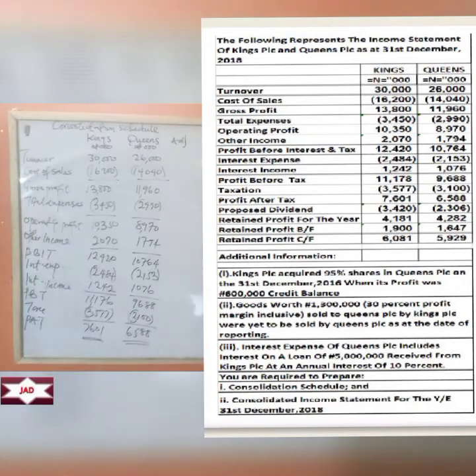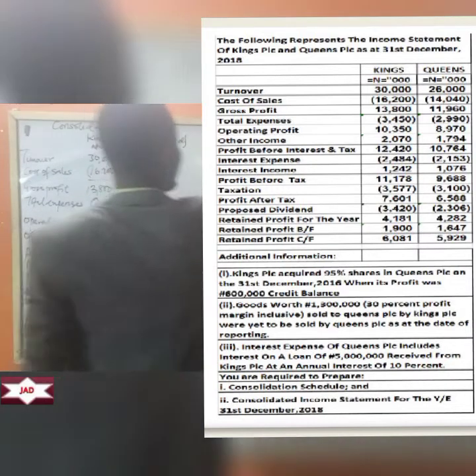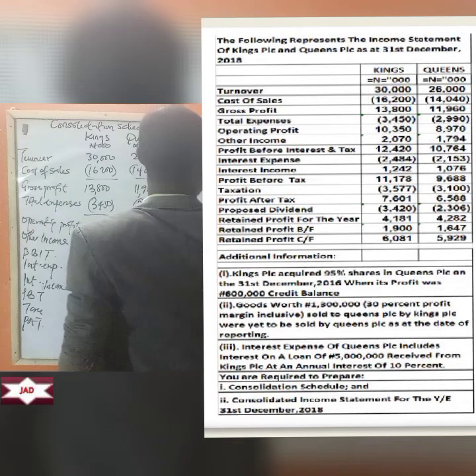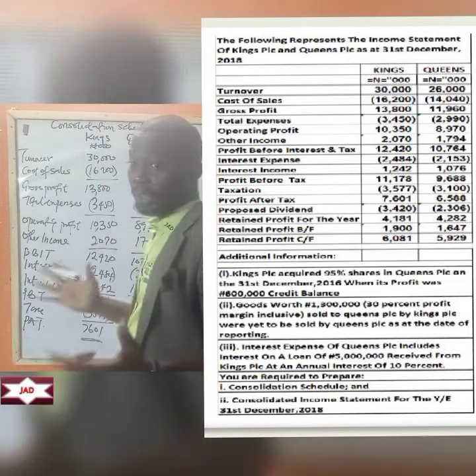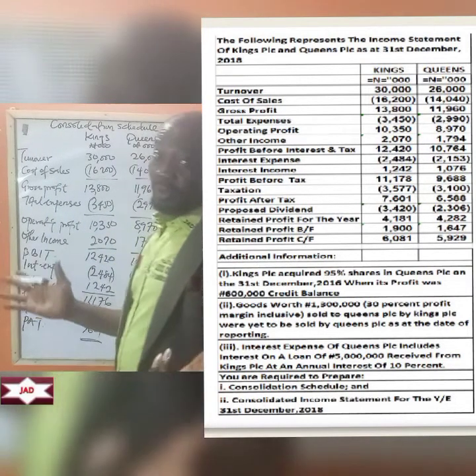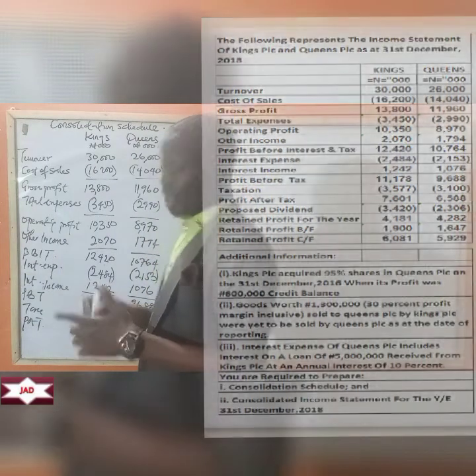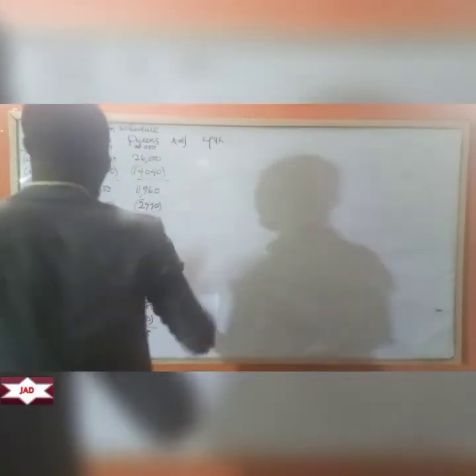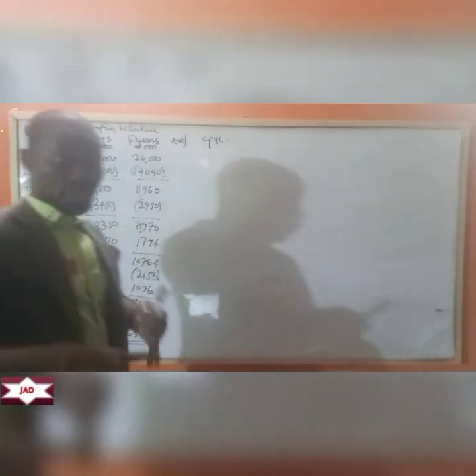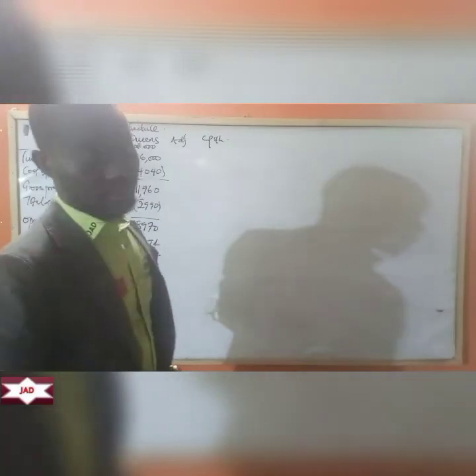Okay, so let's go. What adjustment do we have here? Goods worth 1,300,000, 30% profit margin inclusive, sold to Queens PLC by Kings PLC. We are yet to be sold by Queens as at the date of reporting. So we have, what do we have now? That's like intragroup sales and purchases, right? So I think we've done that already. I've talked about that already. So what do we do? Let's get the sales value, the cost of sales. Then we can adjust accordingly, right?